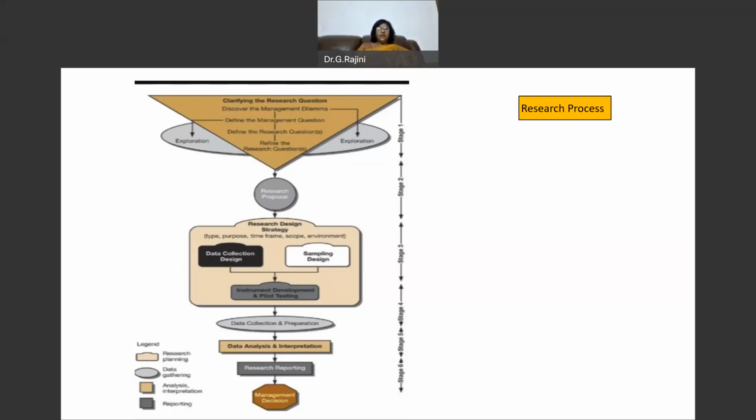But the logic behind this should have a clarity, like look at the process diagram. It starts in a broader way and it narrows down. Okay, then finally we come to the research reporting part. Like whatever we have found out should be written in a proper way, and it should be presented to the top management to come out with some decisions. So the final thing is the management decision. Okay, this is all about the research process.